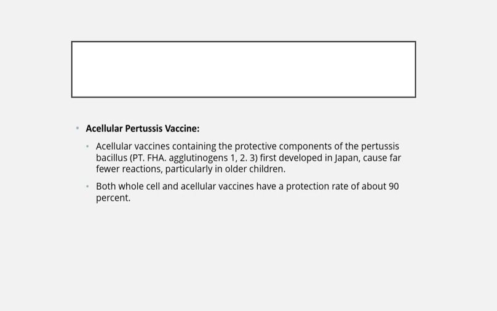Acellular pertussis vaccine containing the protective components of the pertussis bacillus, PT, FHA, and agglutinogens 2 and 3, first developed in Japan, causes far fewer reactions, particularly in older children. Both whole cell and acellular vaccines have a protection rate of about 90%.